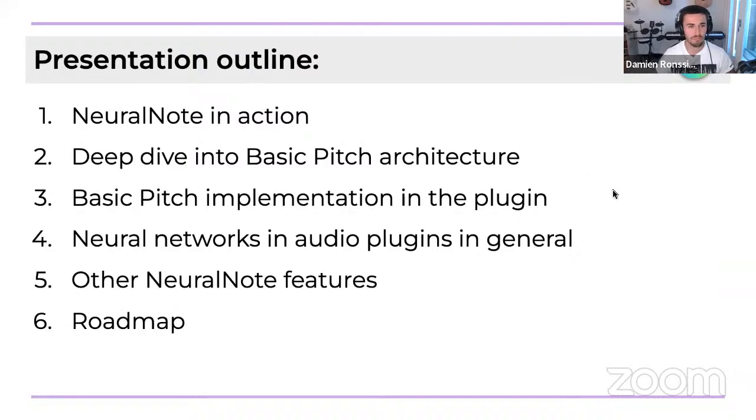So now for the plan, I'll start directly with a demo of NeuralNote, so you can see how it works, what the different features are. Then I'll explain the BasicPitch architecture, what the different components of the model are, and then I'll explain how I implemented it in the plugin, how I ported it to the plugin. And this will be the base for a discussion on how we can have neural networks in audio plugins in general. Then I'll present quickly the other NeuralNote features, and finally I'll go through the roadmap for the future features that I'd like to have in NeuralNote.